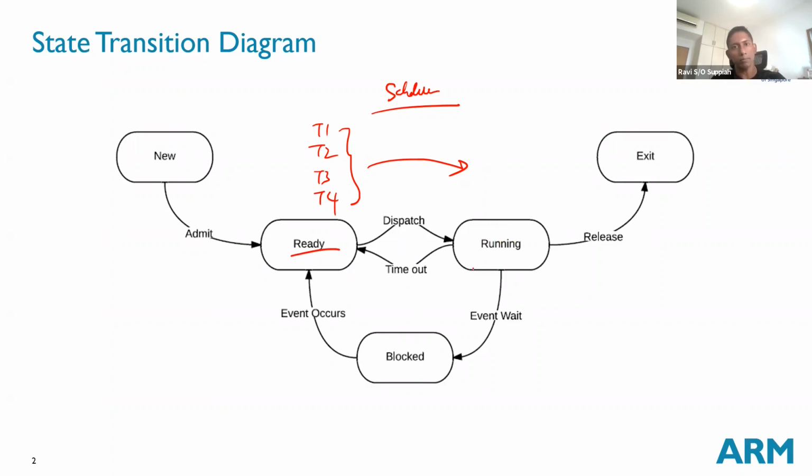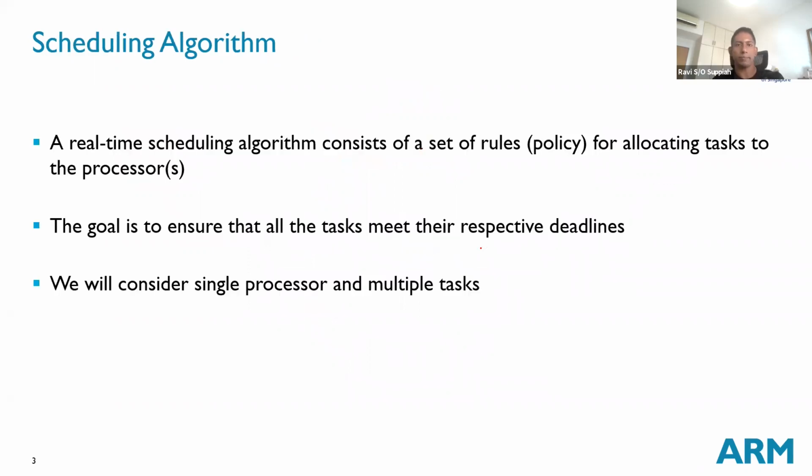So there has to be some mechanism in place, some policy, some rules it has to follow to make this decision. That is what we call the scheduling policy or scheduling algorithm, and that is what we're going to be looking at.